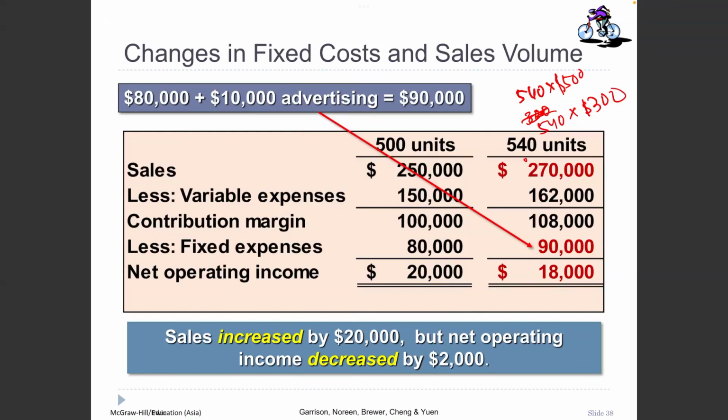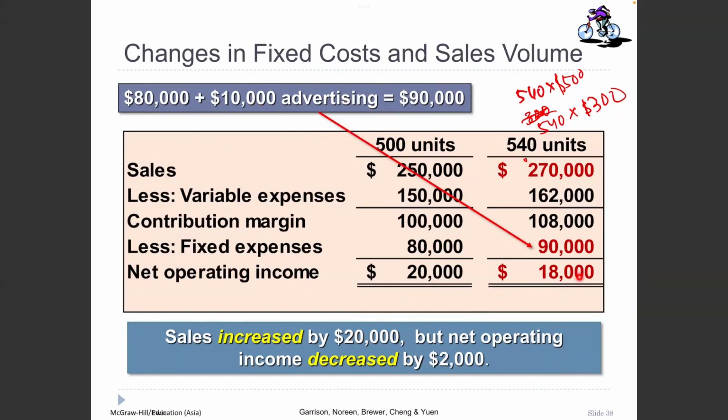Even though it seems like if you are selling more, that is good news for your company, when we do this kind of analysis, we found out that when we are increasing our sales, we are also increasing our cost. So even though the sales increased by $20,000, your net operating income is actually decreasing, by $2,000, from $20,000 to $18,000, because you already increased the fixed expense.